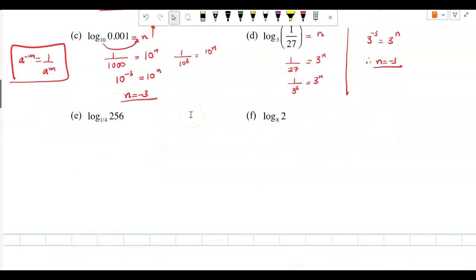Same logic. So you push it up. So first you call it n. Then you push n up. So 256 is equal to 1/4 to the n. 256 is what power? 256 is 4 to the... So now you can remove guesswork from here.